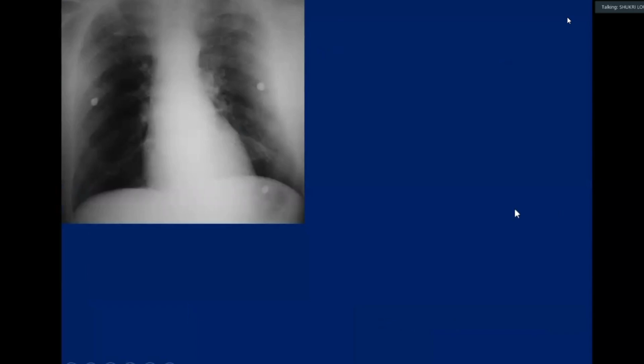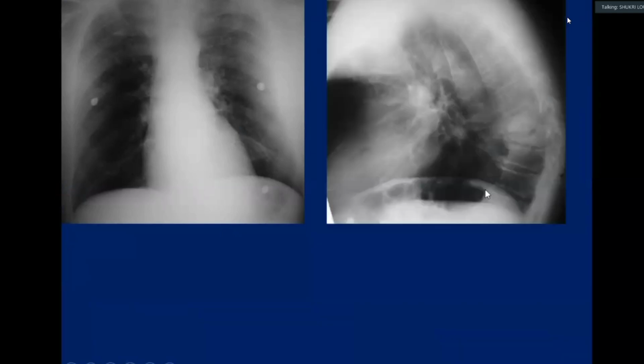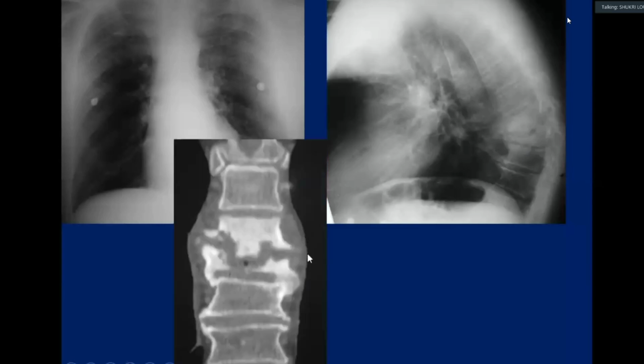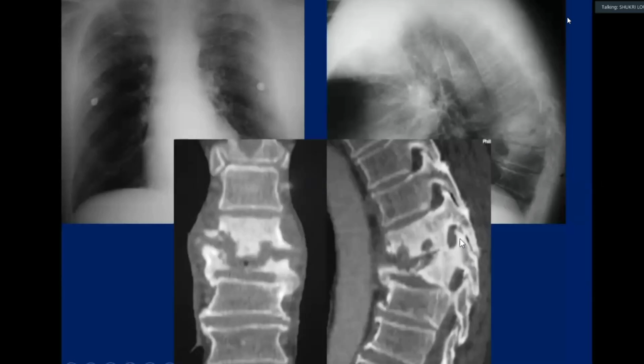This patient had a frontal radiograph. Again, grossly nothing obvious. However, on the lateral view, you can easily detect that there is a destructive process involving the thoracic spine, where there is loss of height and destruction of the disc space with sclerosis. You can see it in a better way on CT scan, and that was a case of chronic spondylodiscitis.